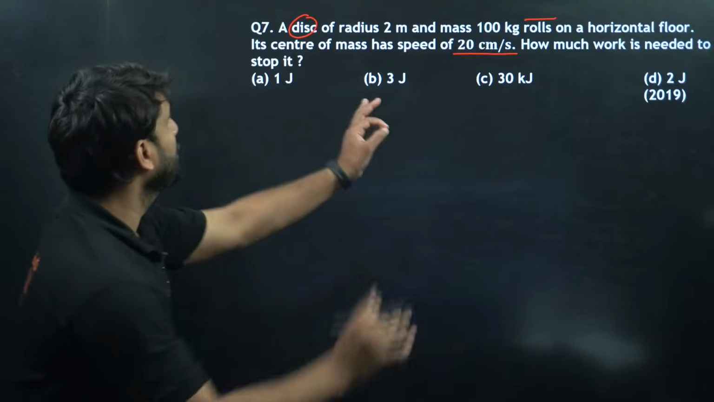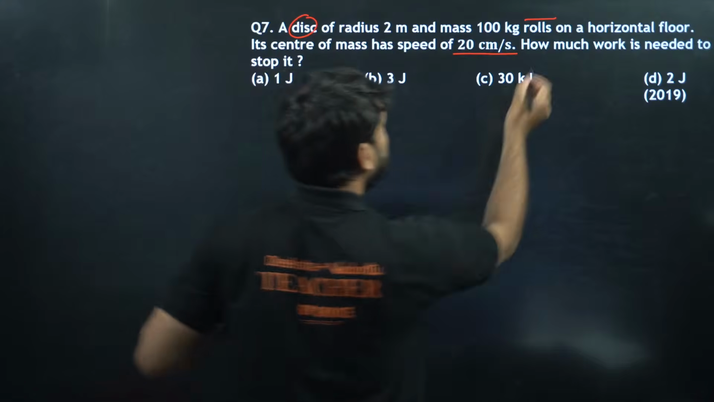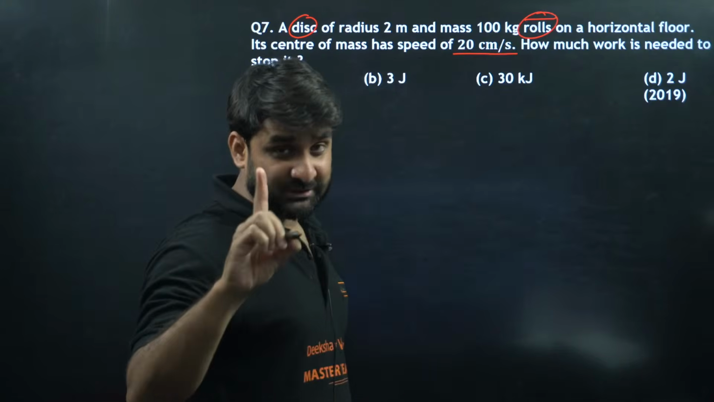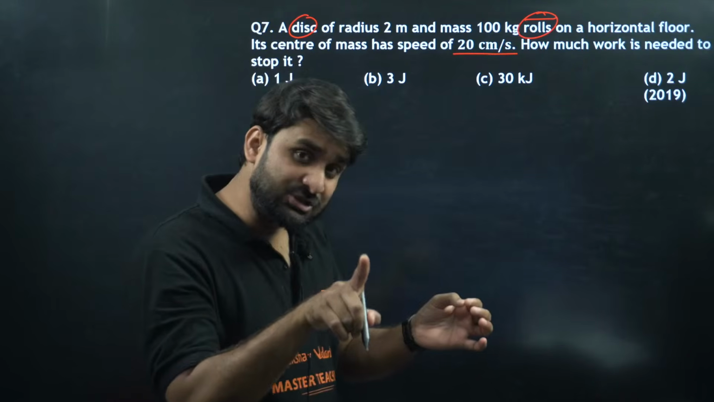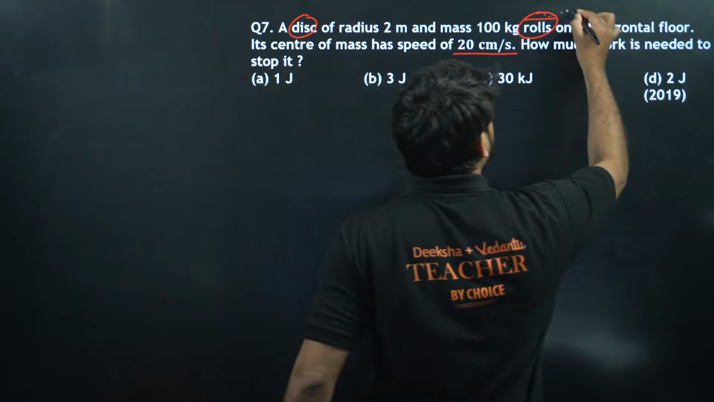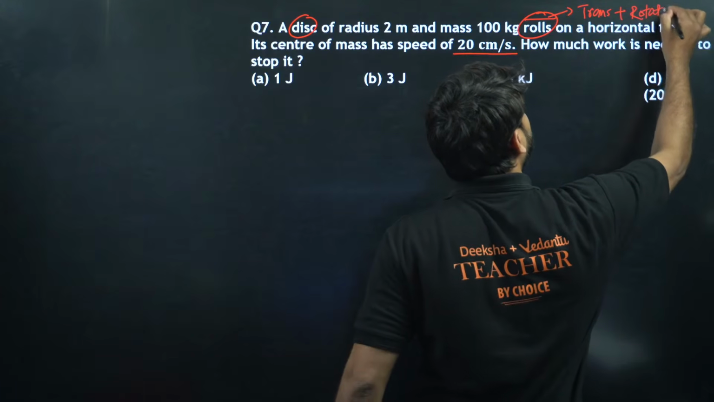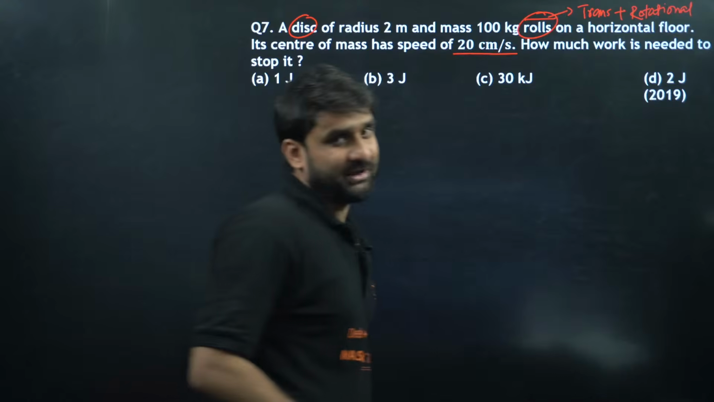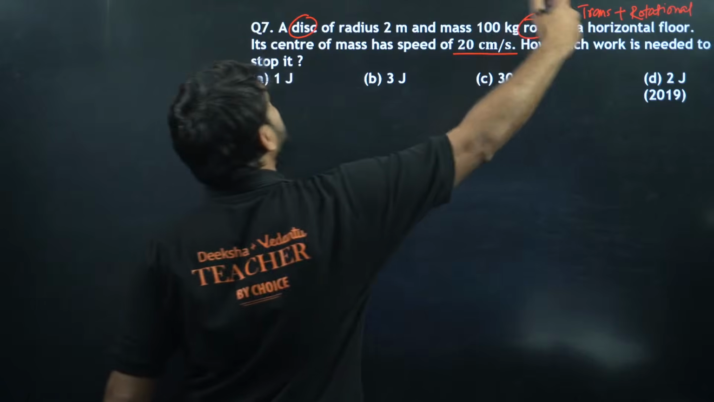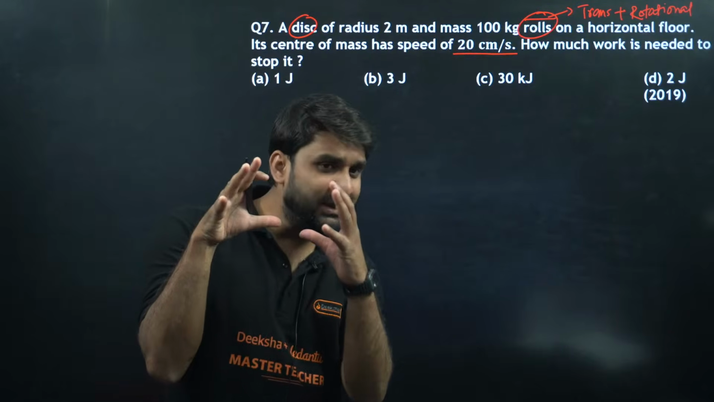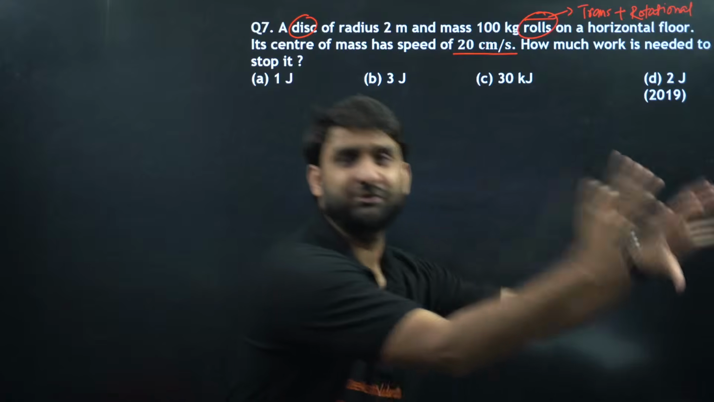Okay. Listen. So, a disk is rolling. My dear champion, if something is rolling, there will be both translational motion as well as rotational motion. Are you getting my point? So I can write here translational motion plus rotational motion. And if both are going on, there will be kinetic energy due to both the phenomena. So how much work is needed to stop it? The energy that this wheel has, we require as much energy from external to oppose that, right?